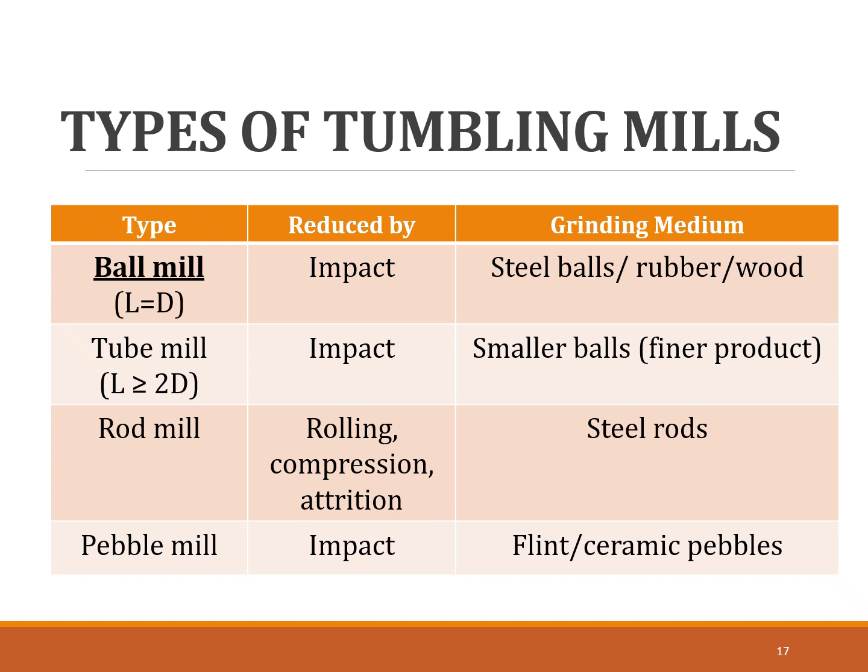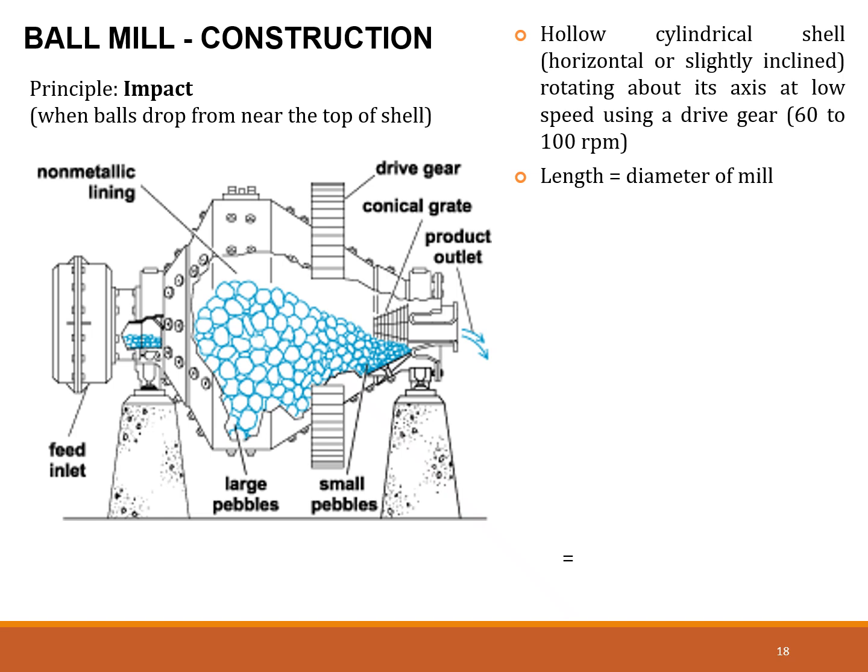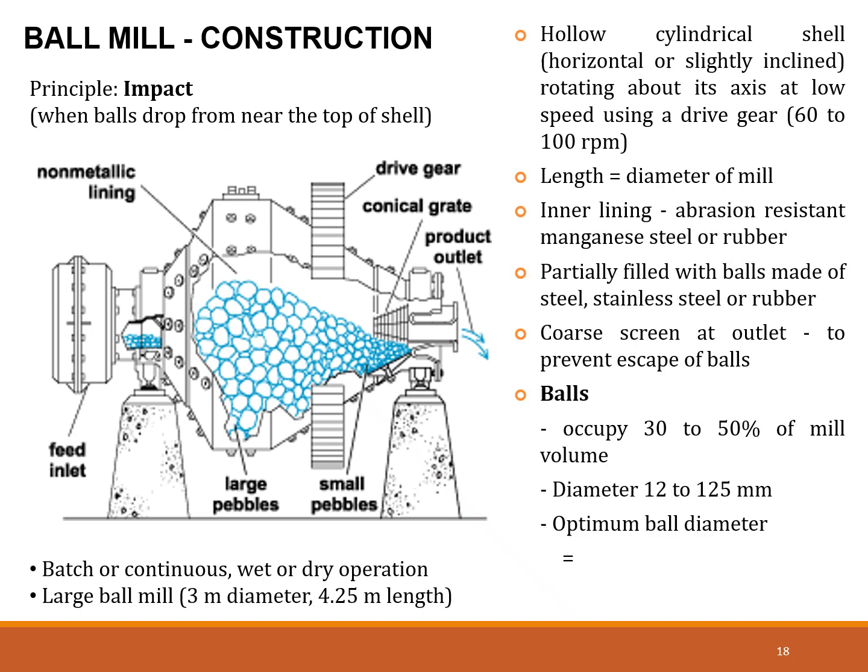Rod mill, it works by rolling compression and attrition. It has steel rods. Pebble mill, it has ceramic pebbles. It works by impact. Let us see the ball mill in detail. So this is a ball mill construction or a schematic of a ball mill. So it works by impact.